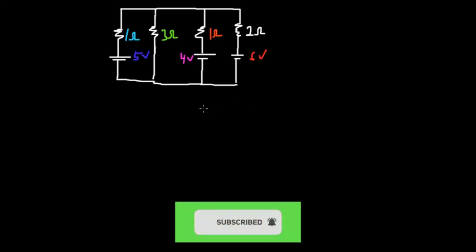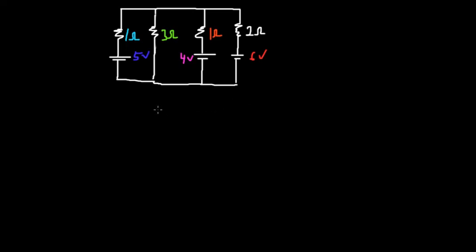Without further ado, let's just dive right into this tutorial video. So this will be a question on Norton's theory. We have to find the current passing through this 3-ohm resistor. Let's see how we go about that. So let's look at the solution.